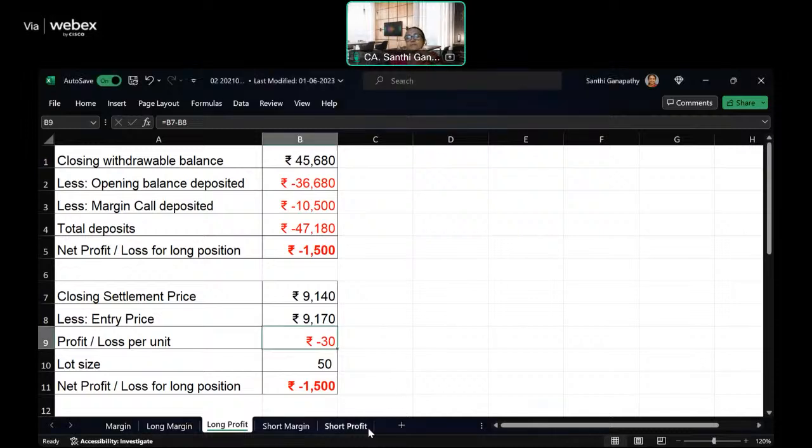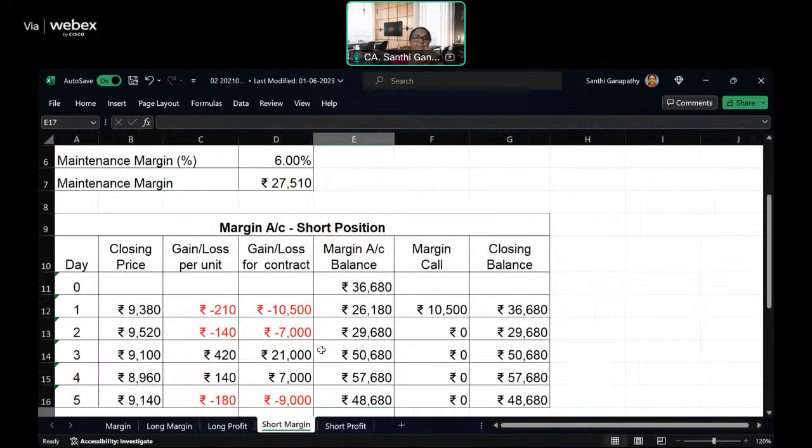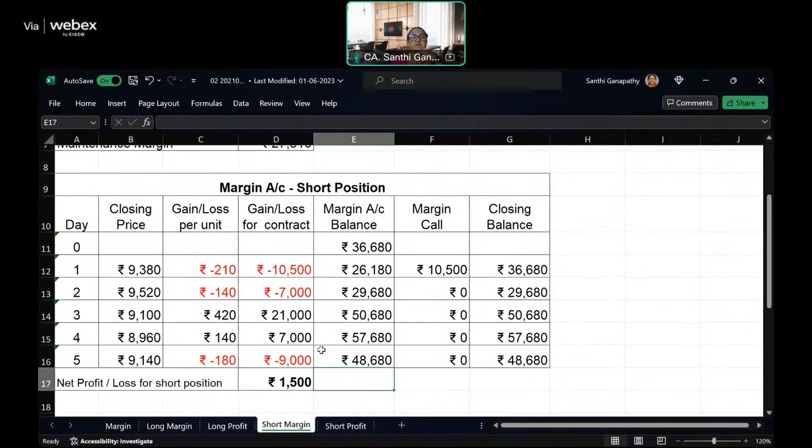So now this is over. If it had been a short position, what would have happened? Now, if it is a short position, if the price goes up, there is a loss. Because you have sold at a lower price, now the price has gone up, means the difference is a loss.